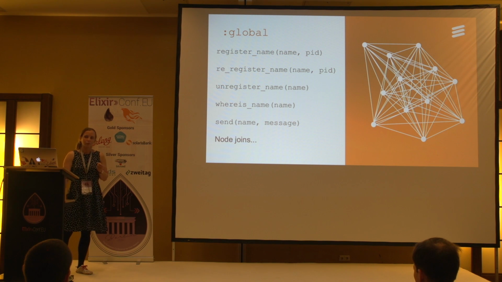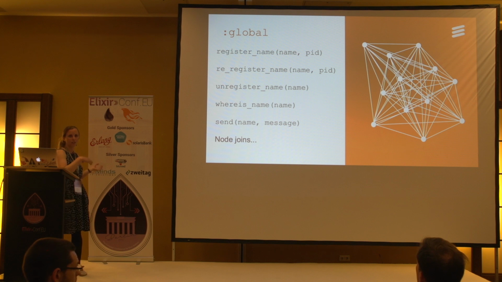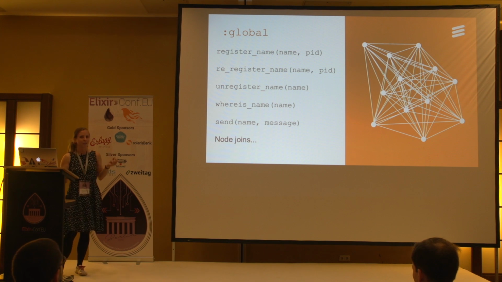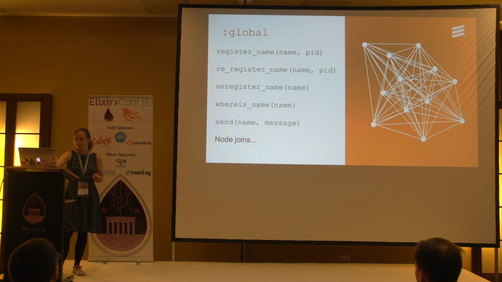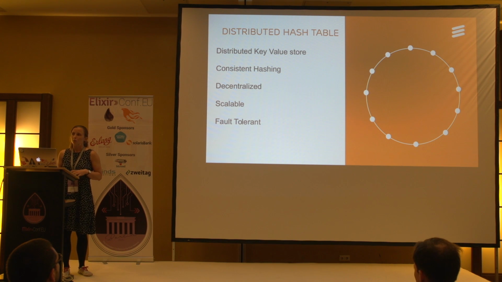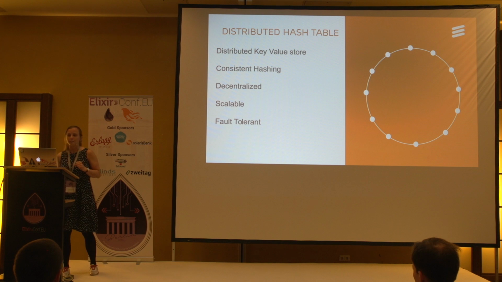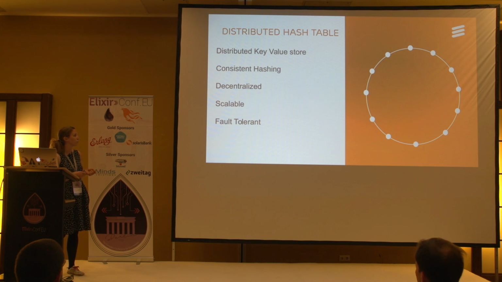You can view Global as a key value store, where the name is the key and the process ID is the value. And luckily for us, a lot of smart people have already thought about this issue, so it's a good opportunity to avoid reinventing the wheel. So what we want to base this on is a distributed hash table, which is a distributed key value store, where each node is responsible for a range of keys. And it's using consistent hashing to make sure that you don't have to update all the ranges in the system when new nodes join and so on.